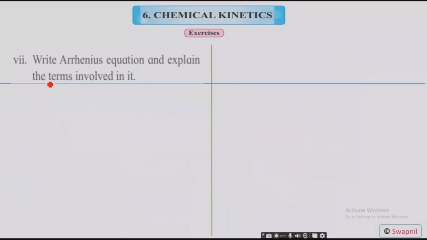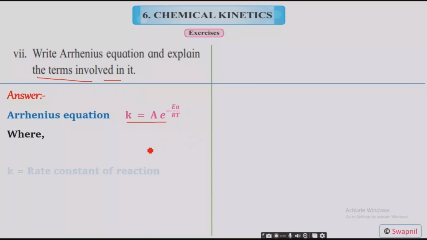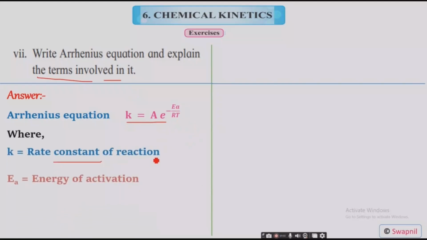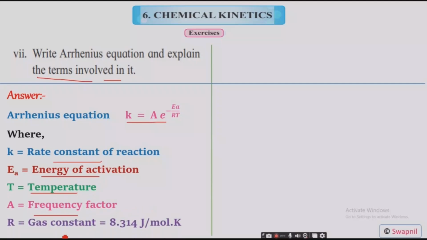Next, write the Arrhenius equation and explain the terms involved in it. Arrhenius equation is given by k is equal to A into e raised to minus Ea divided by RT, where k is equal to rate constant of the reaction, Ea is equal to energy of activation, T is equal to temperature in Kelvin, A is equal to frequency factor, and R is nothing but the gas constant.